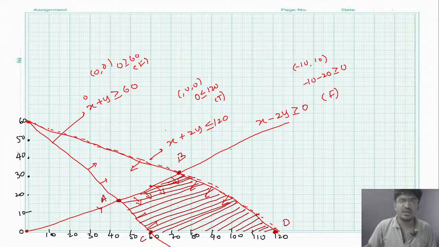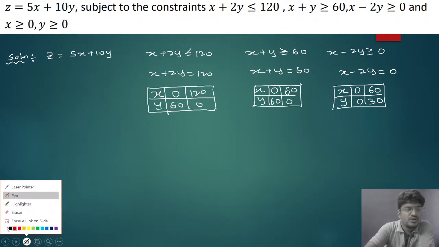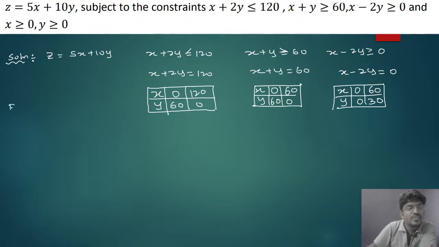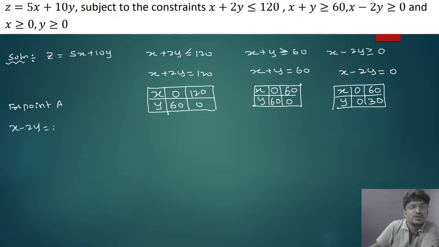So for that you have to solve the line x minus 2y equal to 0 and another one is x plus y equal to 60. So to solve these two line equations, you can solve here. For point A, you can take two lines. One is x minus 2y equal to 0, and another one is x plus y equal to 60.